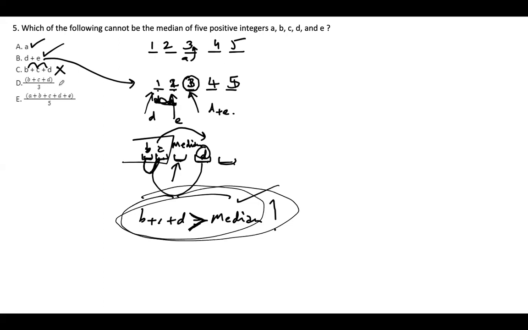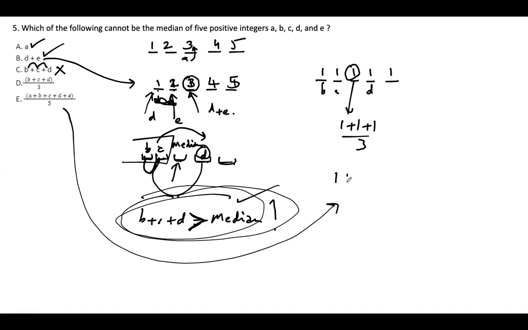But if you want to check, can you make a case for option D as well, Palak? Yeah, all values the same. Let's say this is B, this is C, this is D. So what will be the median? 1 plus 1 plus 1 by 3. Satisfied. Similarly, for option E, can I make the same case? The same case will work, wherein every value is the same.